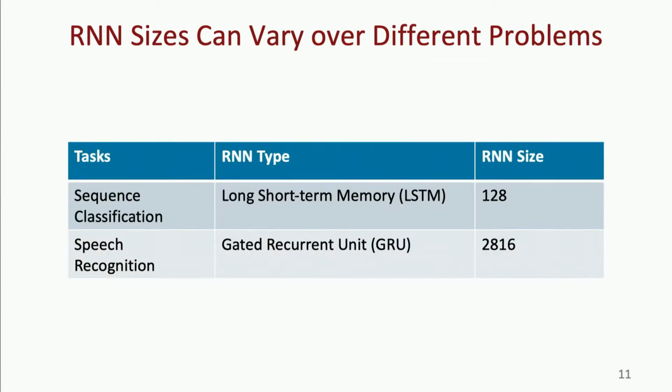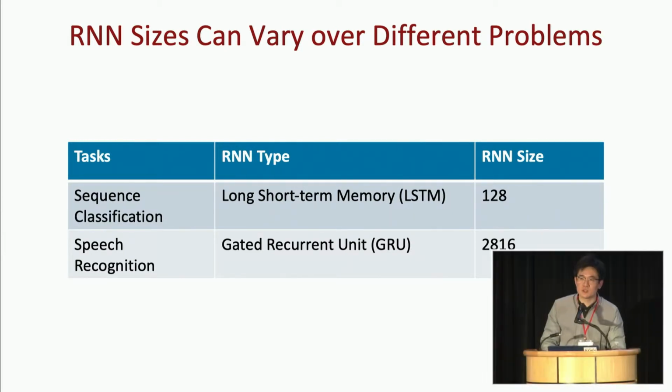The second challenge is that RNN sizes can vary over different problems. For example, in this table, I show 2 tasks, where the first task is a sequence classification task that uses an RNN of size 128. The second task is a speech recognition task that uses an RNN of size 2816. And as you can see in here, the large task can be 20 times bigger than the smaller one.